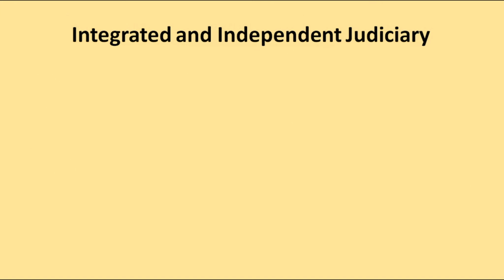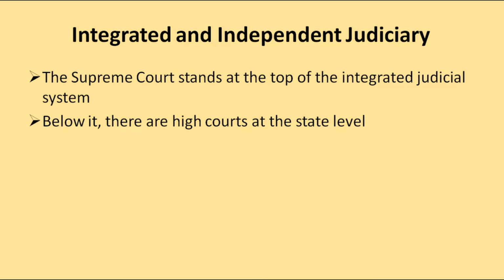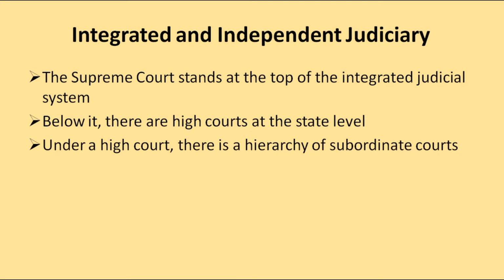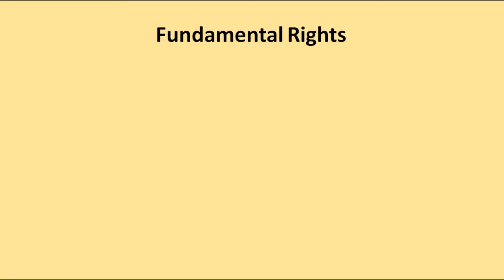Then integrated and independent judiciary. The Supreme Court stands at the top of the integrated judicial system. Below that, at the state level, we have the High Court, and below the High Court there are some subordinate courts like District Court, Session Court and so on. But this single system of courts enforces both the central laws as well as the state laws. Whatever law or verdict the High Court or Supreme Court gives is applicable all over India.